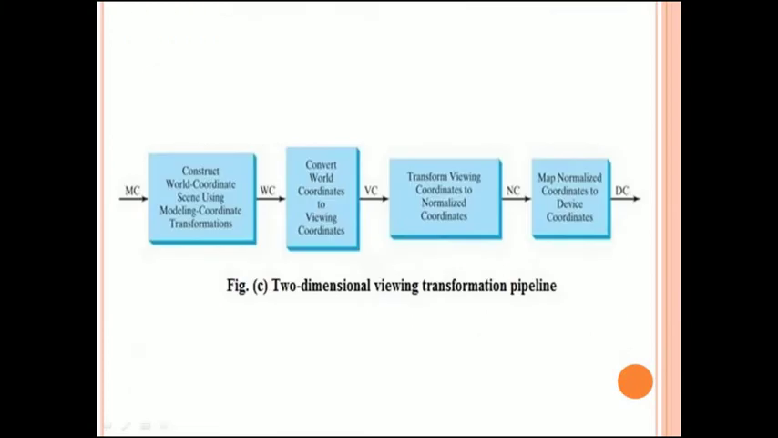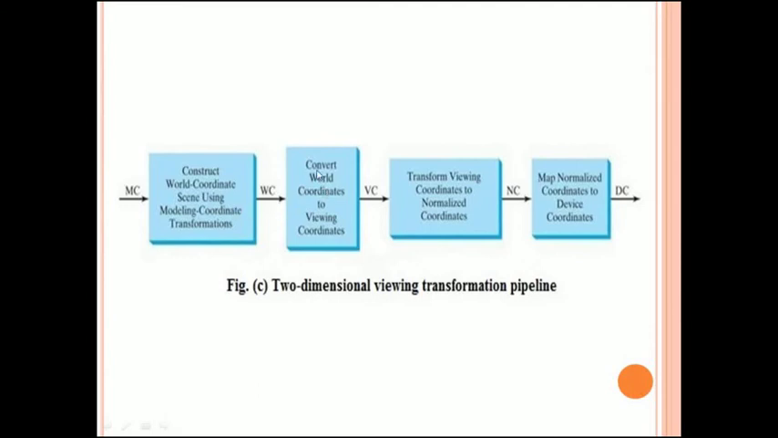Here is the image of the two-dimensional viewing transformation pipeline. It is the process of taking the original picture, that is the world coordinate system, into the display coordinate system. The first step is to construct the world coordinate scene using modeling coordinate transformation. Here is the original image, which we can extend infinitely.